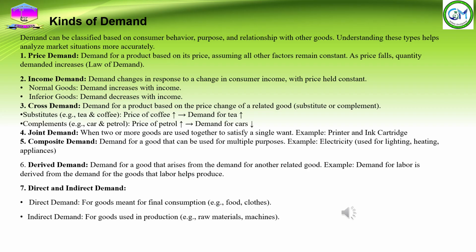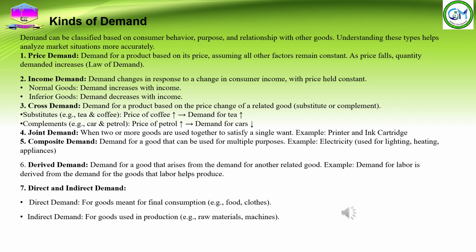Next, derived demand. Derived demand is demand that arises from the demand for another related good. For example, demand for labor is derived from the demand for the goods that the labor helps to produce. That is called derived demand.